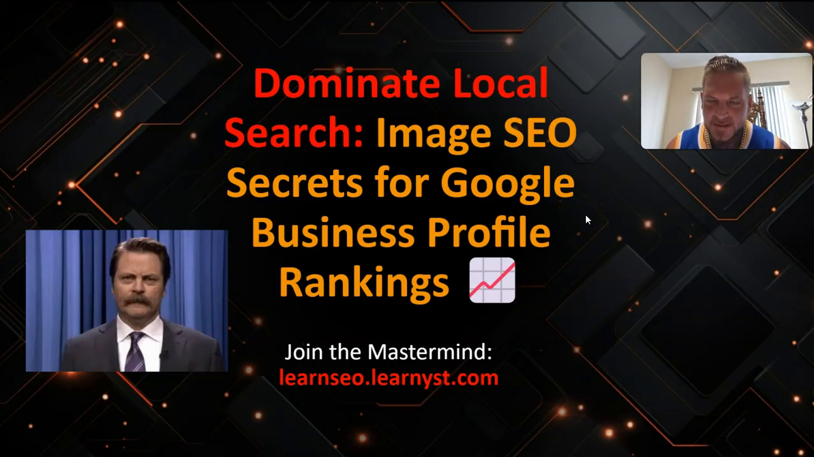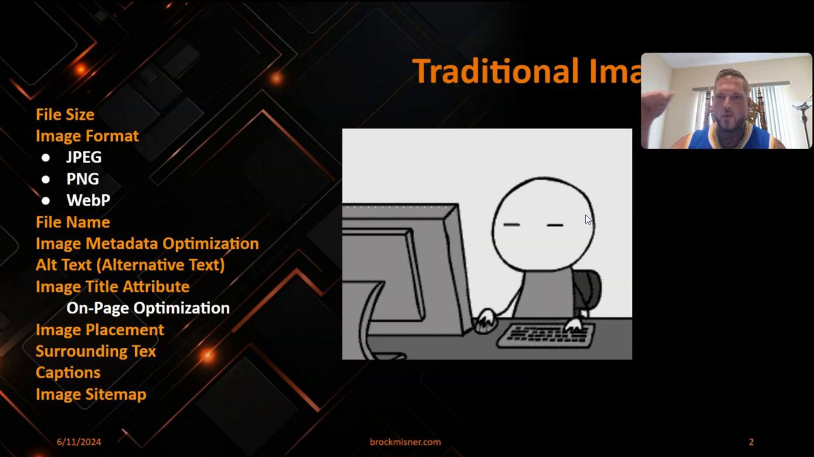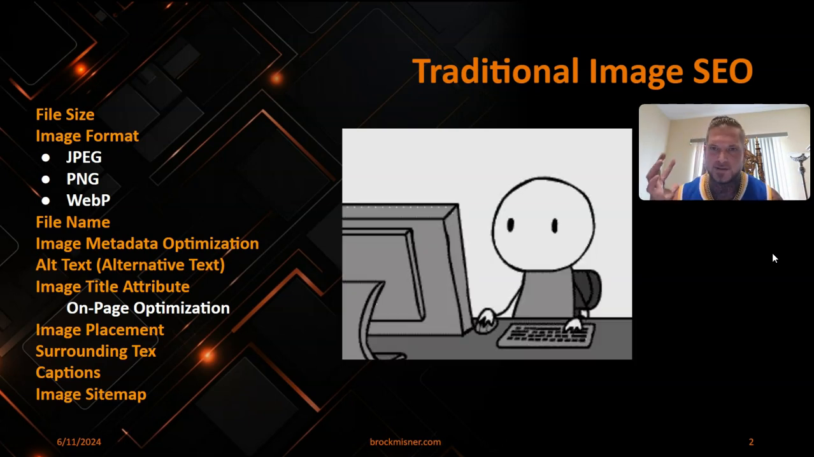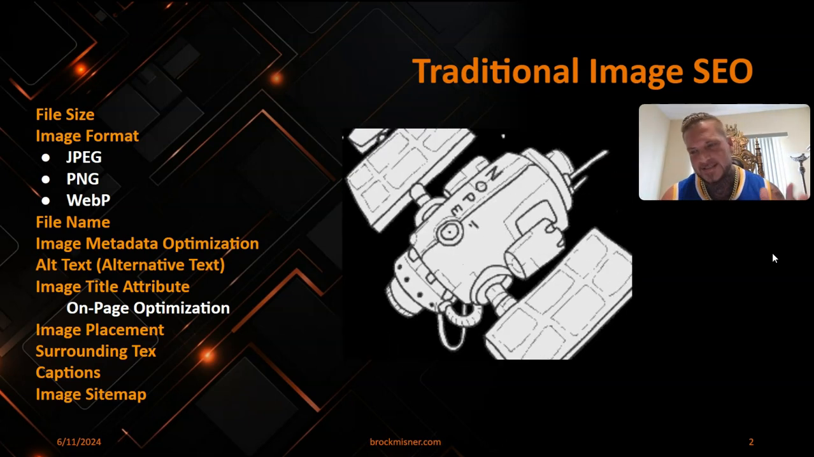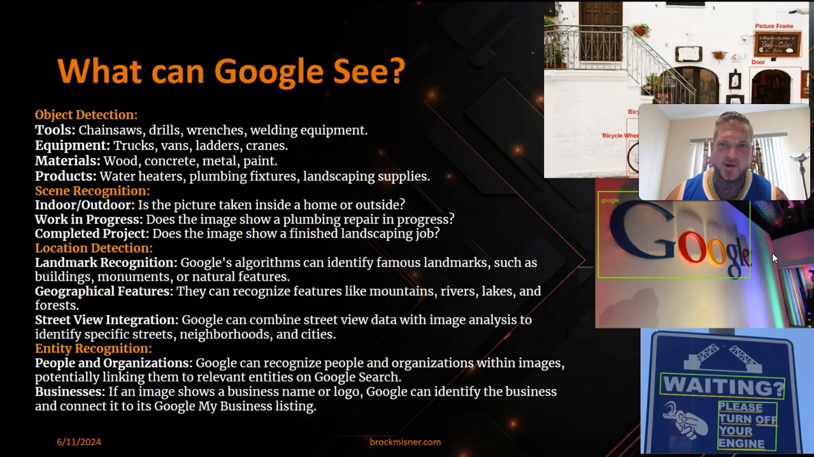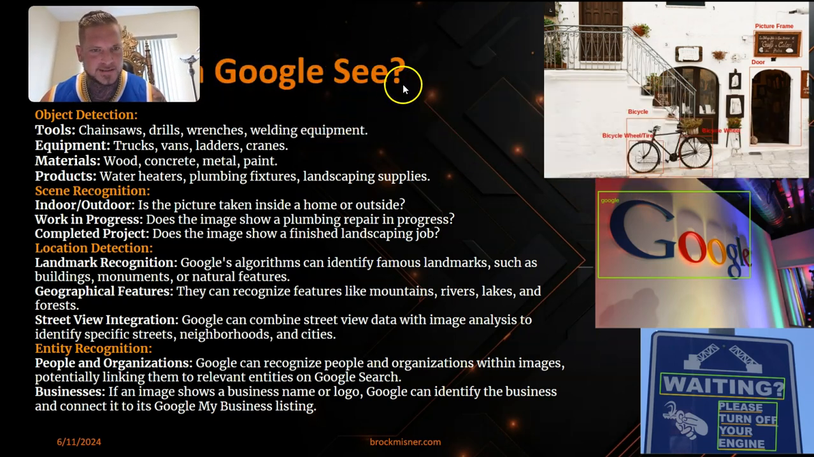All right, let's just jump into some image SEO. When you think image SEO, you're probably thinking more of a traditional style SEO, like your file size, image formats, file name, alt text, things like that. But we're going to go down a different route, make a right-hand turn, and land on the old Google AI and Cloud Vision and Vertex and whatever else you want to call it.